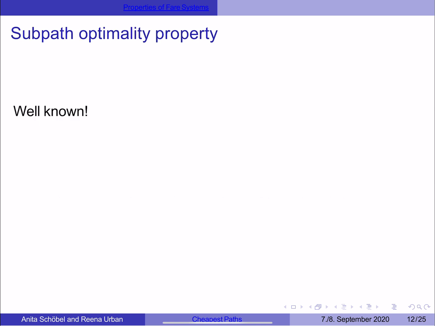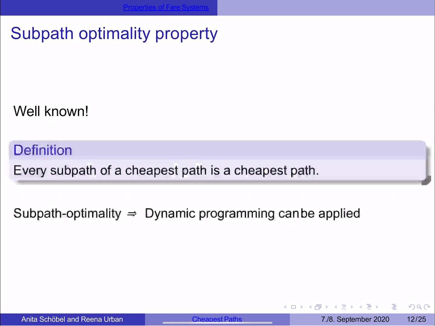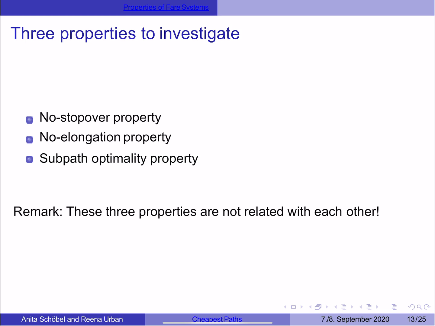The subpath optimality property is well known to all of you. It is that every subpath of a cheapest path is again a cheapest path, and we know that if the subpath optimality property holds, dynamic programming can be applied. One remark, these three properties are not related with each other, so none of these properties follows from the other ones. Let's start with a flat tariff as a simple warm-up.